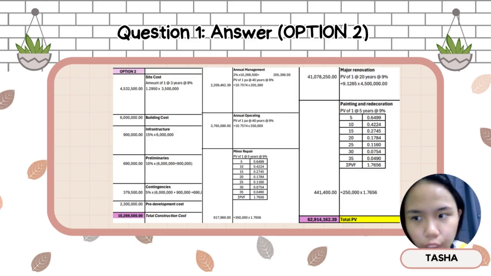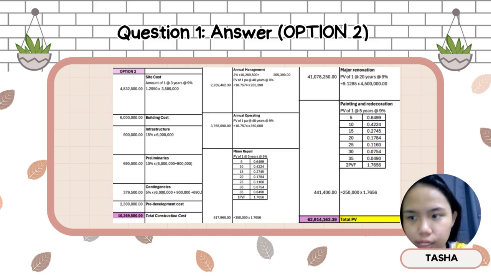For option 2, in order to get the site cost, we will use amount of 1 for 3 years, where the 2 years are the period since the land was bought and 1 year is the construction period. And then we will use the 9% interest rate and multiply it with 3.5 million, which is the cost of the land that the owner, manufacturer ABC, bought.